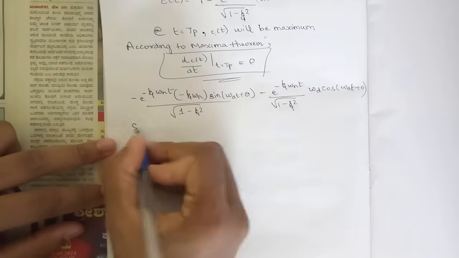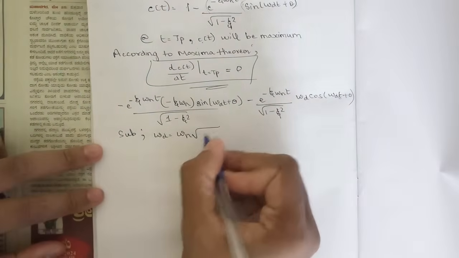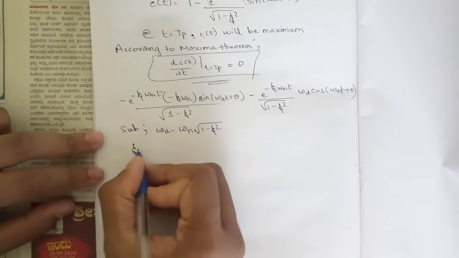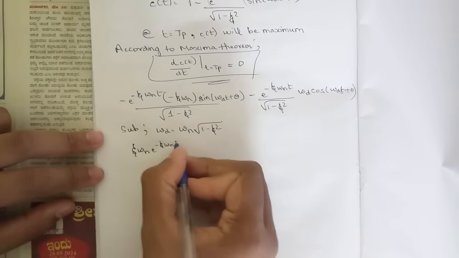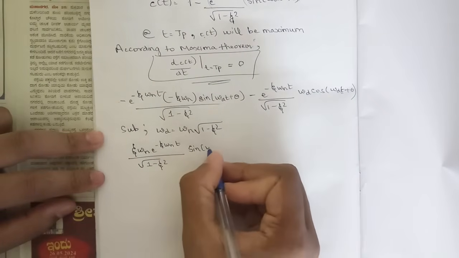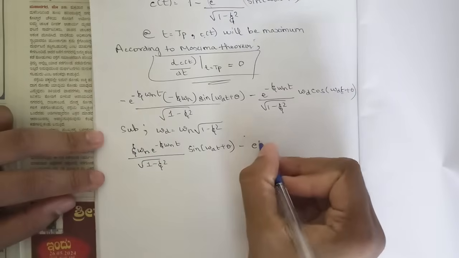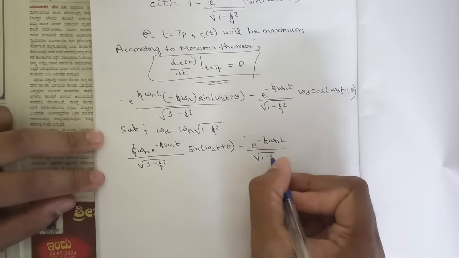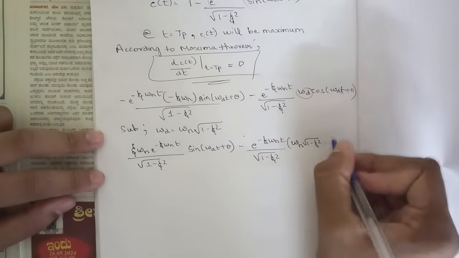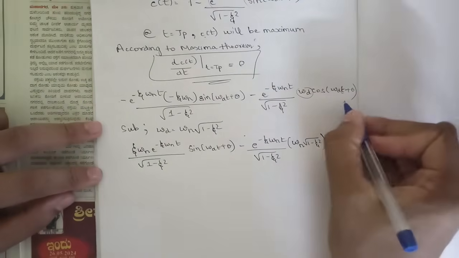So now in this equation what we need to do is substitute the value of omega d, which is equal to omega n into square root of 1 minus zeta square. So now minus into minus is plus, so let's write that first: zeta omega n into e to the power minus zeta omega n t divided by square root of 1 minus zeta square into sine of omega d t plus theta, minus e to the power minus zeta omega n t divided by square root of 1 minus zeta square. Now in place of omega d, we substitute omega n into square root of 1 minus zeta square, into cos of omega d t plus theta, that is equal to 0.